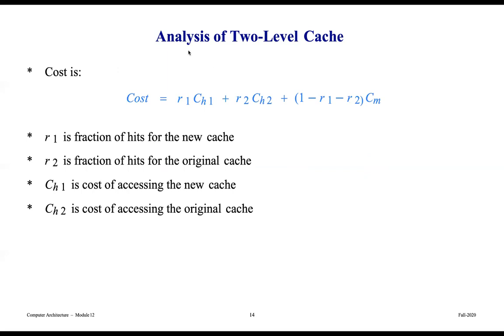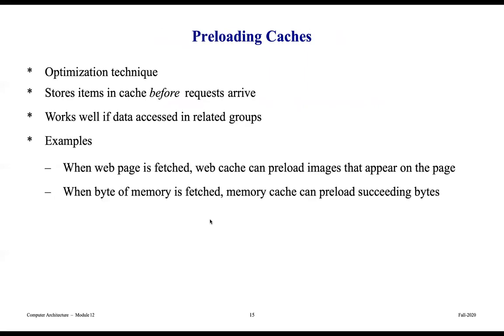So how do we start to analyze a two-level cache? Here is the equation for cost. It has some similarity to what we saw before. R1 is the fraction of hits for the new cache, R2 is the fraction for the original one, RH1 is the cost of access for the new cache, and RH2 is the cost for accessing the original cache.